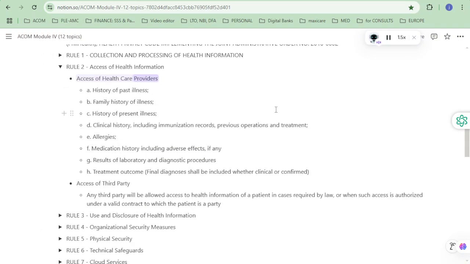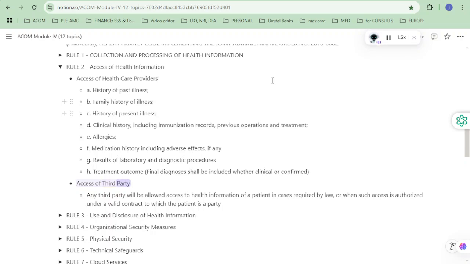Access of healthcare providers. A. History of past illness. B. Family history of illness. C. History of present illness. D. Clinical history, including immunization records, previous operations, and treatment. E. Allergies. F. Medication history including adverse effects, if any. G. Results of laboratory and diagnostic procedures. H. Treatment outcome, final diagnoses shall be included whether clinical or confirmed.